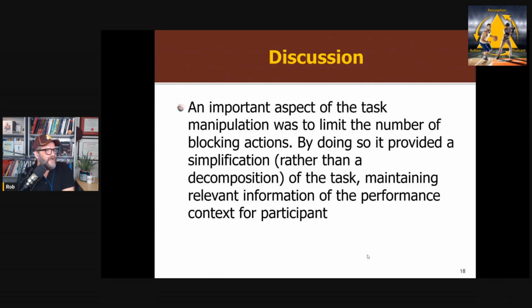Okay, so again, here's this point again. An important aspect of the task was to limit the number of blocking actions. By doing so, it provides simplification rather than decomposition of the task, maintaining relevant information in the performance context of the participant. Right. So having the affordances there, having this decision-making component is really, really critical, even if the decisions are not that many. So I think it's a really good example, as I said, of using task simplification, keeping the whole thing intact, just limiting the number of possibilities. That's another way we can do task simplification.